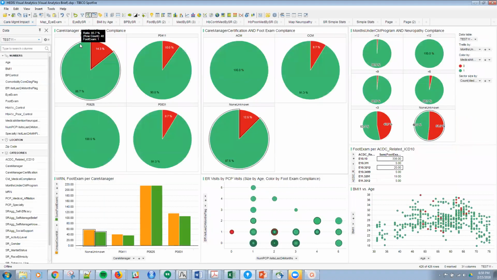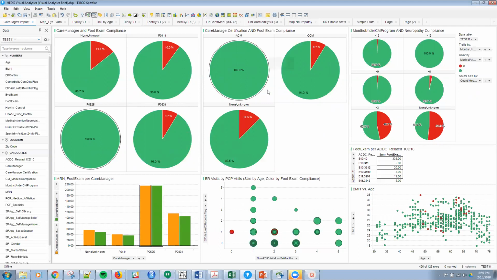I can look here at this panel and I can see some of the other metrics. Here I'm looking at care manager. I have 3 care managers here, and then I have foot exam compliance. So this is where I have no care manager assigned, or it's unknown. And so I can see my compliance rate for foot exams is about 86% and just over 14% for non-compliance. This particular care manager with their group of patients is at 90% compliance. This care manager, 91% compliance, and this care manager is 100% compliance.